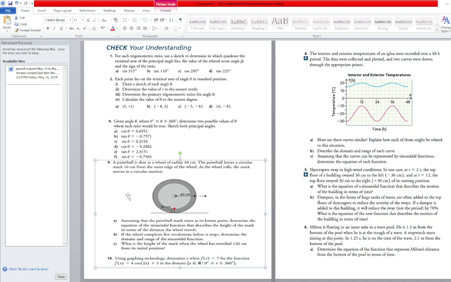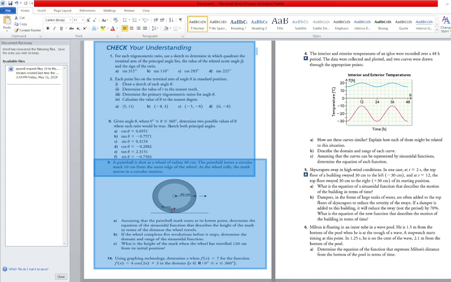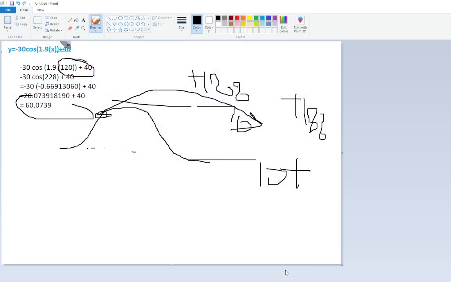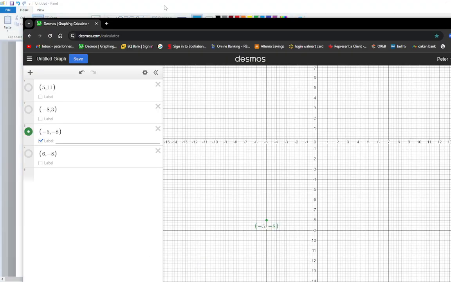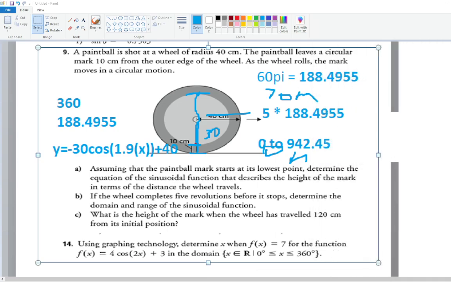Do they just want the first one? Let's see. What does the question ask? If the wheel completes 5, what is the height of the mark when the wheel has traveled 120? So just that's the first one. Using graphing technology, determine x when f of x is equal to 7. Okay. So we have to put this in our Desmos. Fortunately, she doesn't want you to do complex calculations for y, which is good.